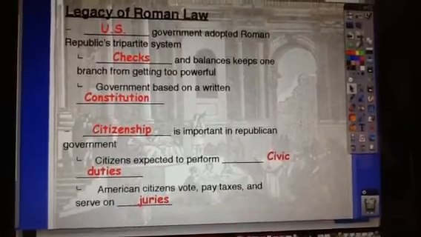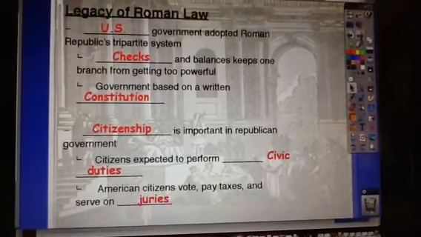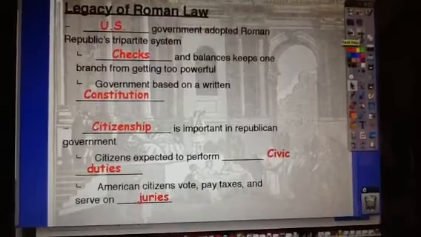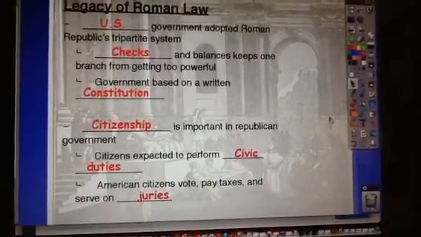The citizens were expected to perform civic duties, and American citizens, their civic duties are to vote, pay taxes, and to serve on juries. Let me fix this real quick. Okay.